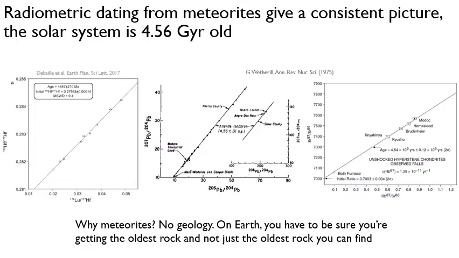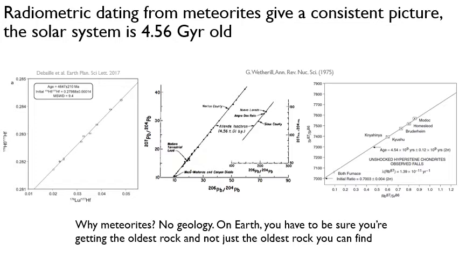So why do we use meteorites and not necessarily just regular rocks on the Earth? That's because a meteorite doesn't have geology, right? It was formed as some small rock out in space. It's not massive enough to undergo hydrostatic equilibrium. There's no tectonic action. There's no volcanic activity. So it's just preserved in its initial state.